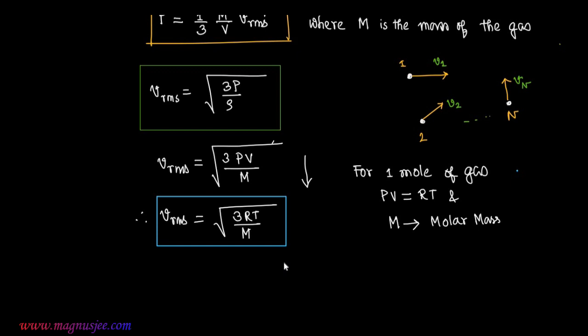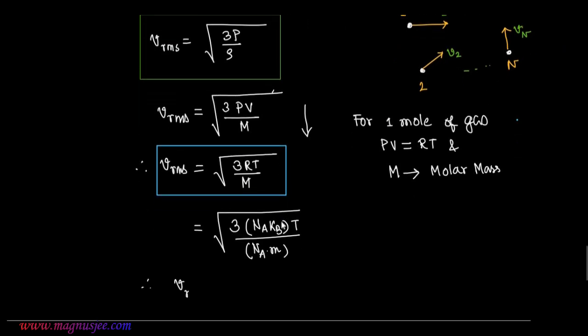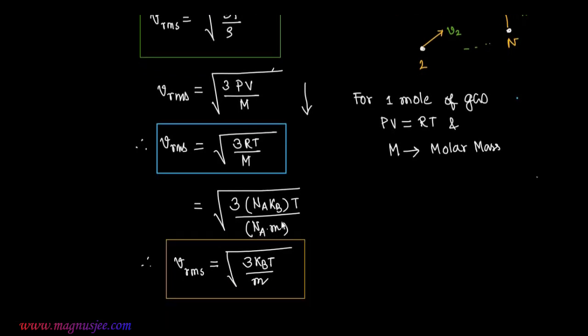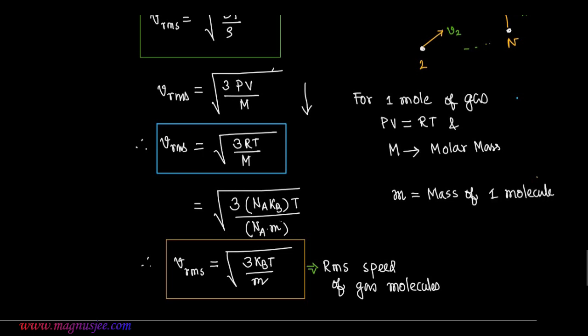So RMS speed has different expressions. First expression is Vrms equal to root over 3p by rho. Second expression is root over 3RT by capital M, equal to root over 3 Na kT divided by Na into small m. Therefore Vrms is equal to root over 3kT divided by small m, where small m is the mass of one molecule, and K is the Boltzmann constant, written as Kb. Vrms equals root over 3kT by small m is the RMS speed of gas molecules.